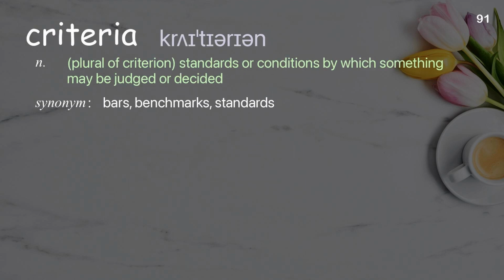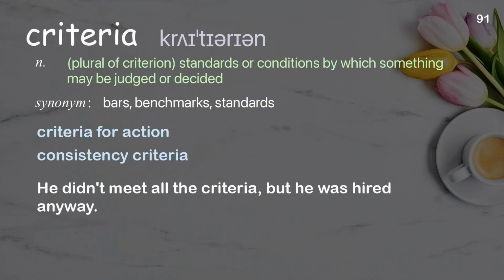Criteria. Plural of criterion: standards or conditions by which something may be judged or decided. Examples: criteria for action. Consistency criteria. He didn't meet all the criteria, but he was hired anyway.